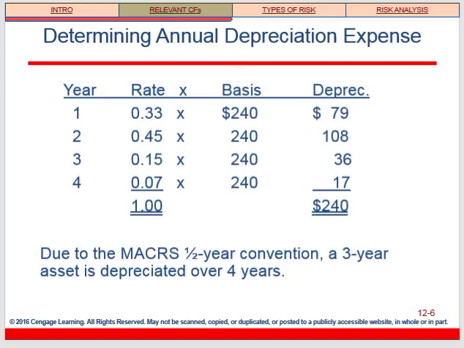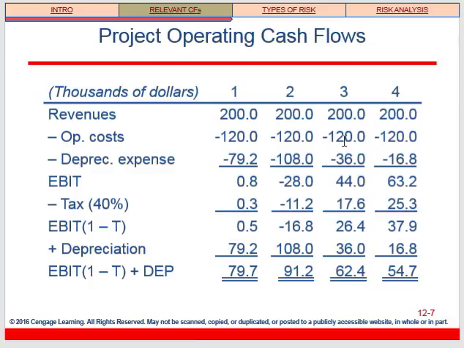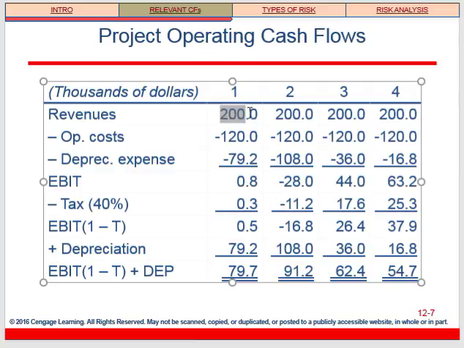Now that we know the depreciation expense, let's go over the project operating cash flows. We said our revenues are going to be $200,000. Operating cost is 60% of those, and then we have an additional depreciation expense of 79.2 thousand. Our earnings before interest and tax is basically 0.8, and it's $800. Tax is at 40%, $320.